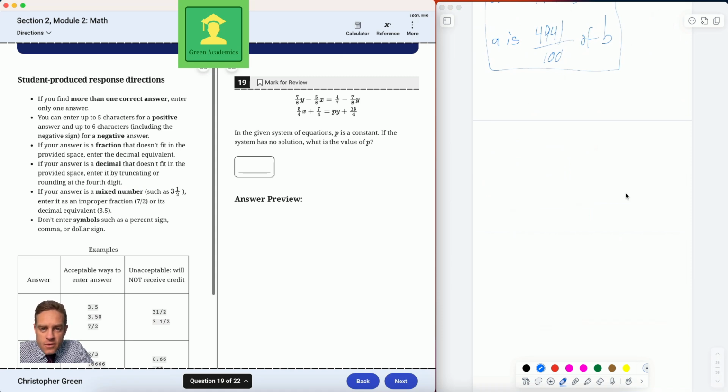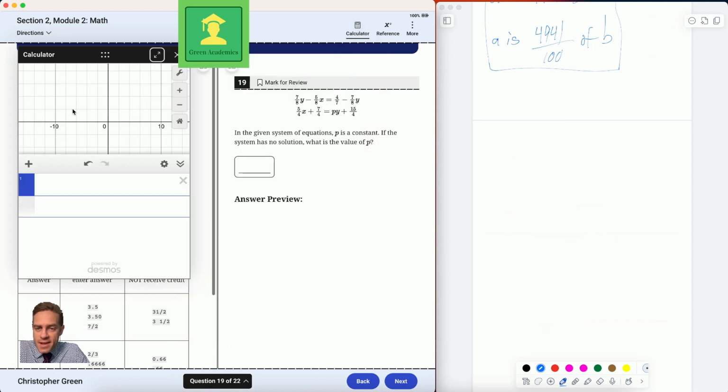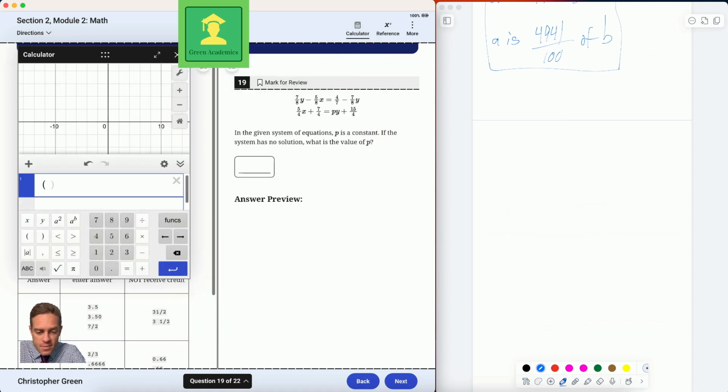In the given system of equations, P is a constant. If the system has no solution, what is the value of P? I bet this would be a perfect example of actually doing it on Desmos. In fact, I believe that for this question in particular, Desmos is probably the quickest and most helpful way of doing it because it will give you a slider.